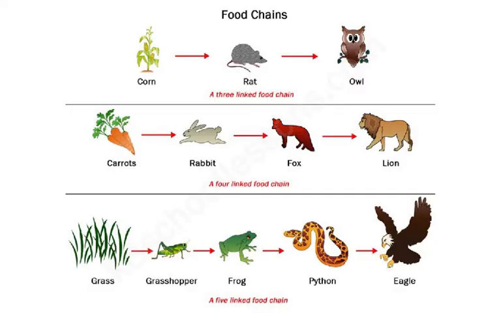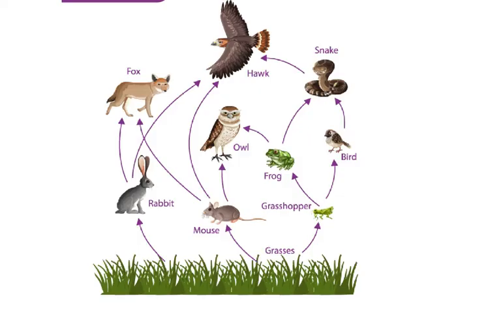Another example of food chains, a three-linked food chain, corn, rat, owl. A four-linked food chain, carrots, rabbit, fox, lion. A five-linked food chain, grass, grasshopper, frog, python, eagle. Another very interesting food web. So now you see how a food web is different from a food chain.